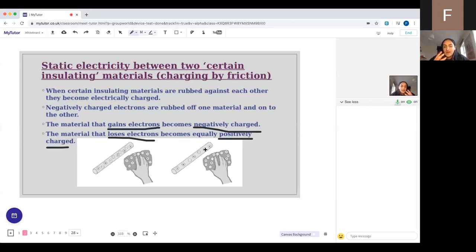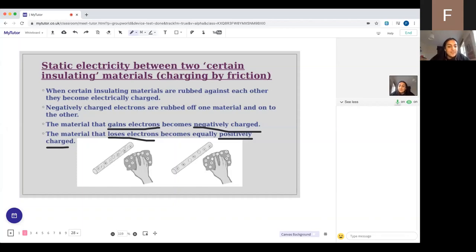So it's a little bit counterintuitive, and takes some time to get your head around. So I'll just go through it again. The material that gains electrons, so if it gains electrons, it becomes negatively charged. And if we lose electrons, it becomes positively charged. So it's losing that negative charge, so it is able to become positively charged.